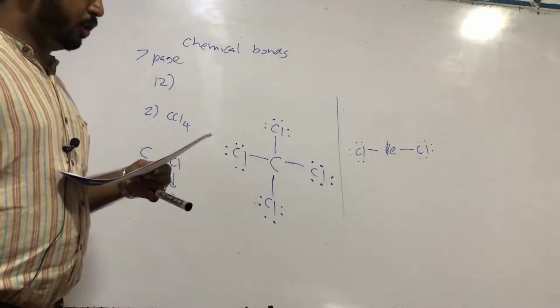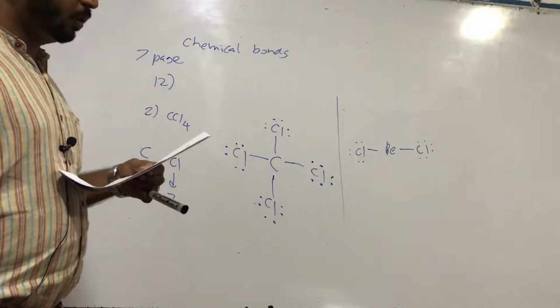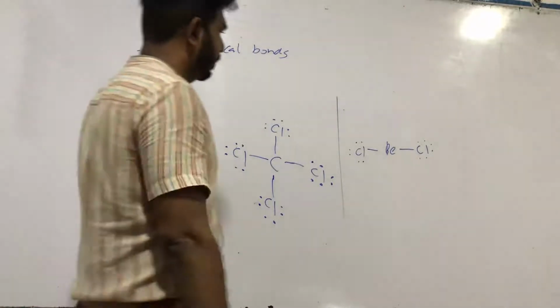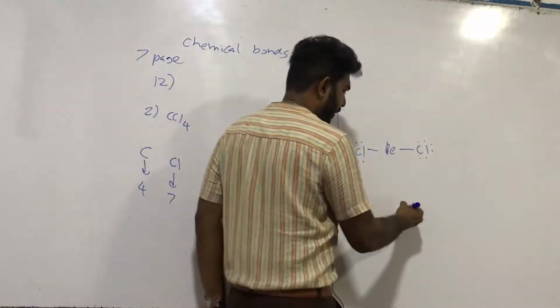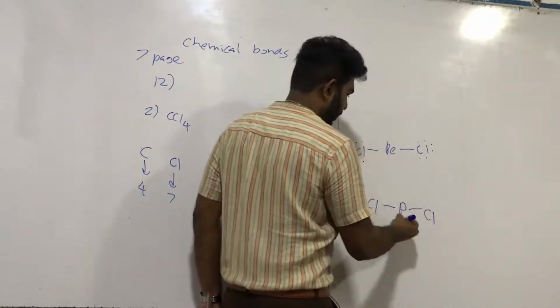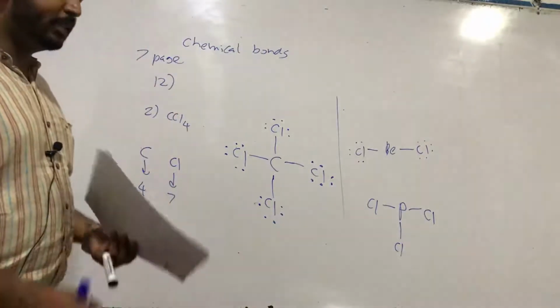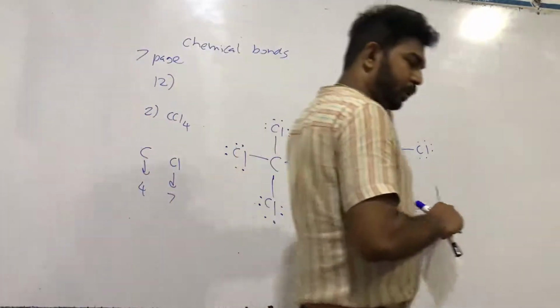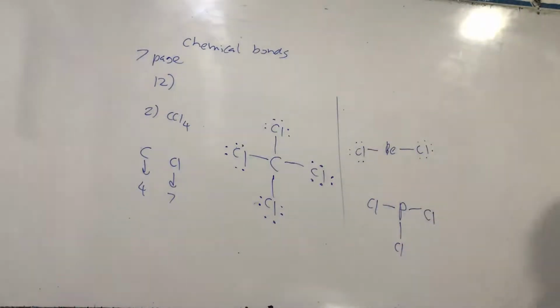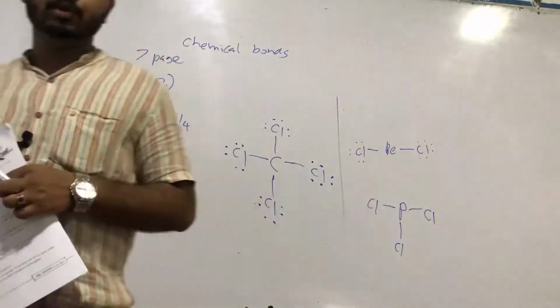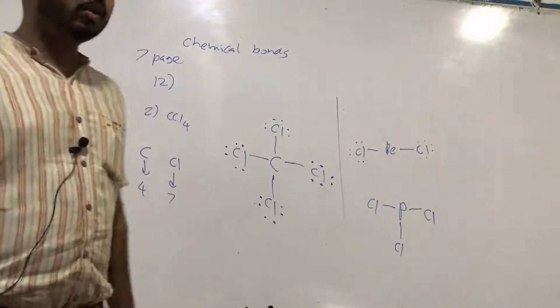So let's try to draw PCl3. Sorry, let's try to draw PCl3. So I am going to draw PCl3. So we know that phosphorus is in, what is the group number of phosphorus? Phosphorus is in the 15th group. That means phosphorus has 5 electrons in the outermost shell.